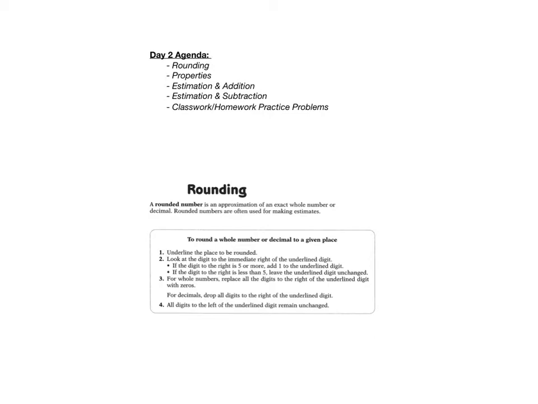To round a whole number or decimal to a given place, we need to start by underlining the place that needs to be rounded to. If the digit to the right is 5 or more, we add 1 to the underlined digit. If the digit to the right is less than 5, then we leave the underlined digit unchanged. For whole numbers, we replace all the digits to the right of the underlined digit with zeros, and all the numbers to the left remain unchanged.